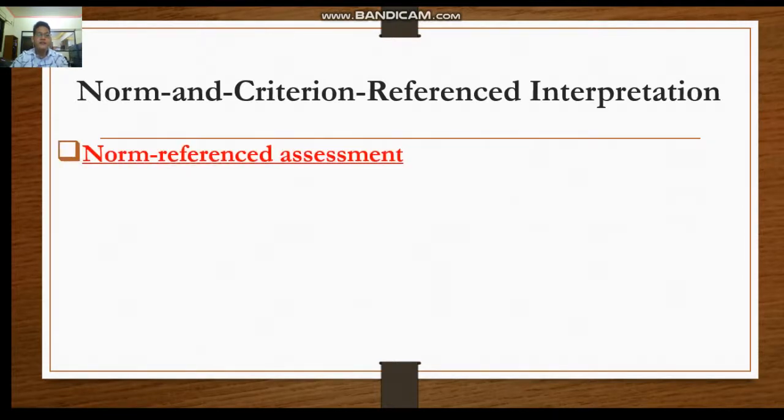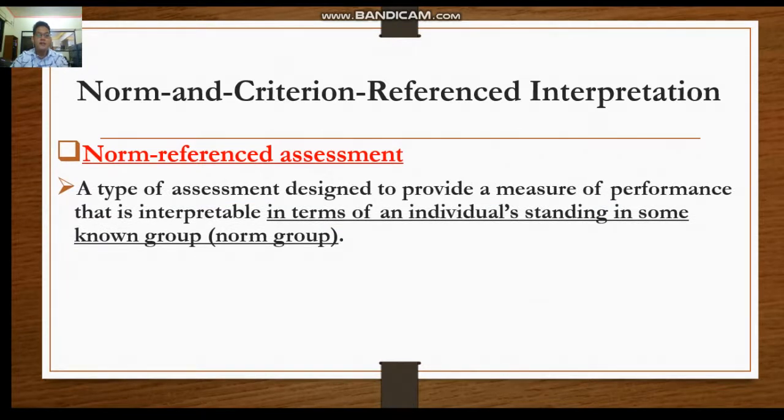Norm reference assessment is a type of assessment designed to provide a measure of performance that is interpretable in terms of an individual's standing in some known group, or the norm group. So, again, it is interpretable. You have to remember this one. Norm reference assessment is interpretable in terms of an individual's standing in some known group, or what we call the norm group.